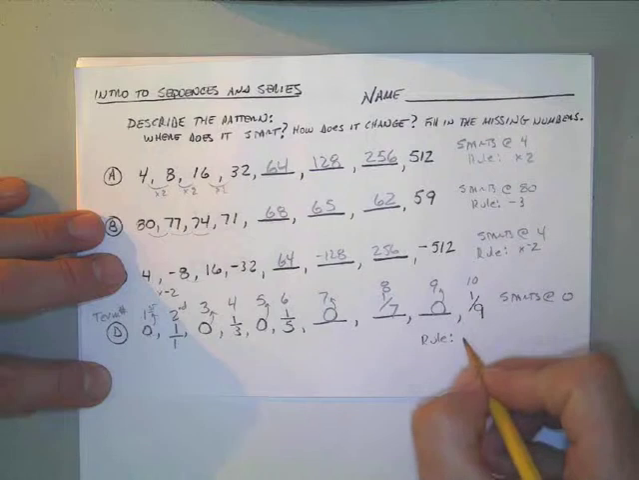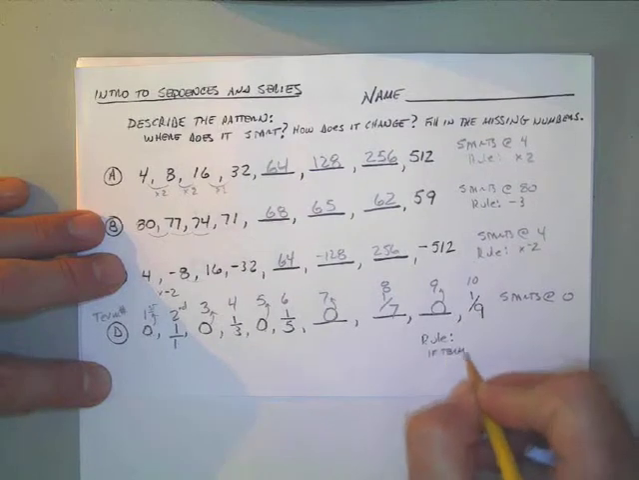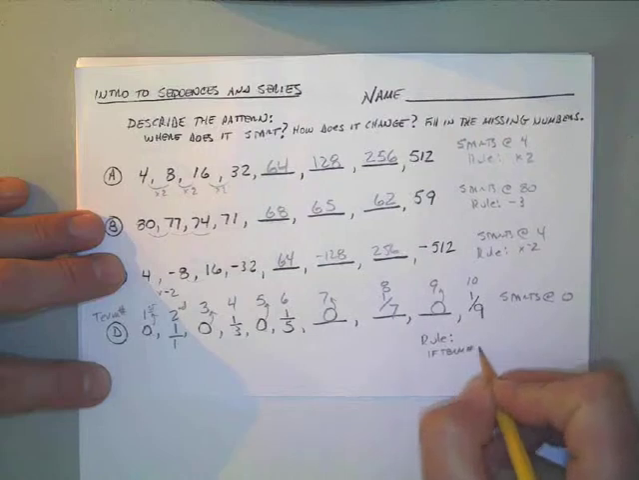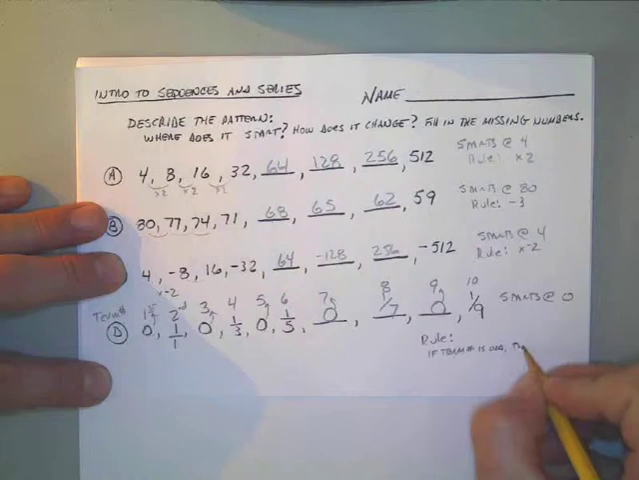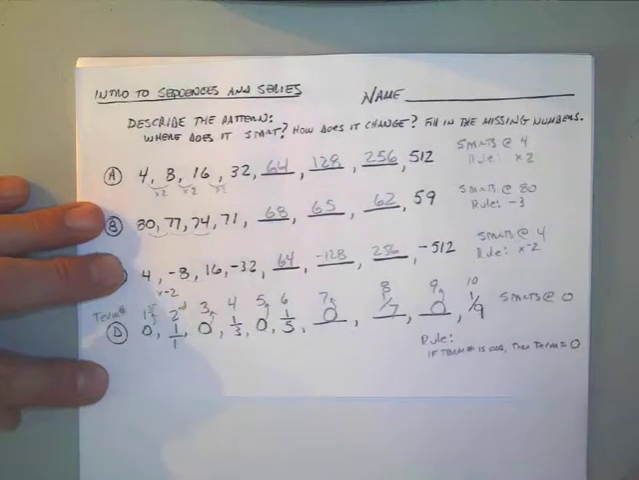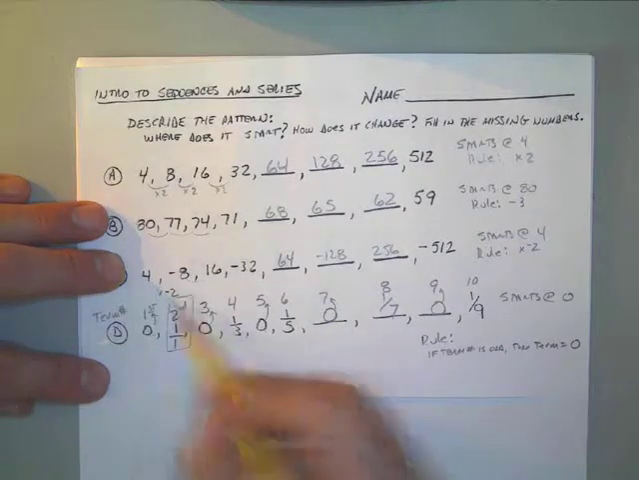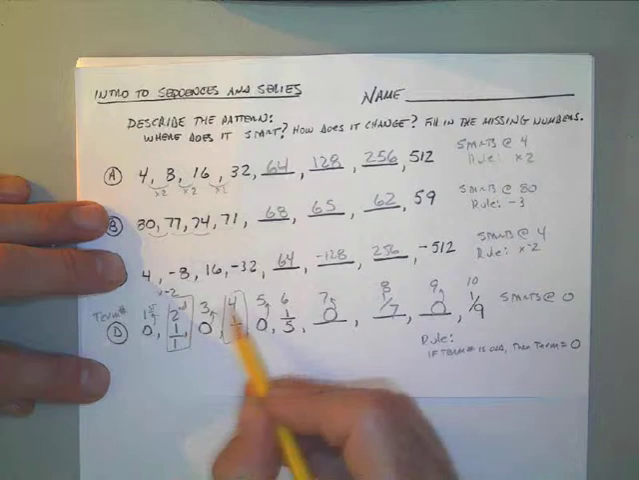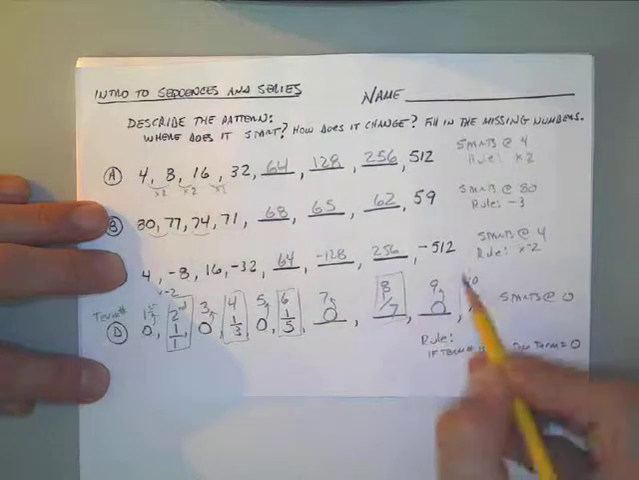Well, what I'm noticing first of all is that all the zeros happen to be related to odd number terms. So we might say if term number is odd, then the term is equal to 0. And then it looks like all the even numbered terms, 2, 4, 6, 8, it appears that those are all the fractions.